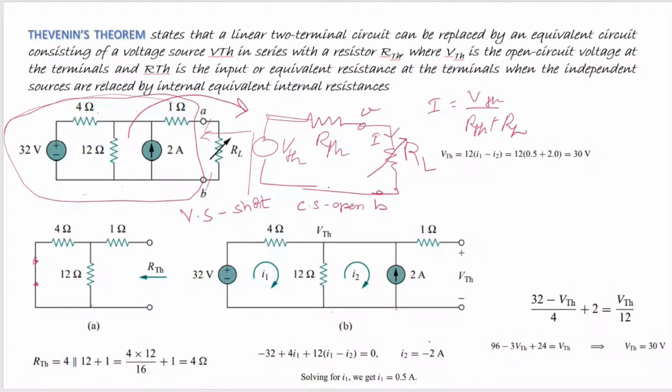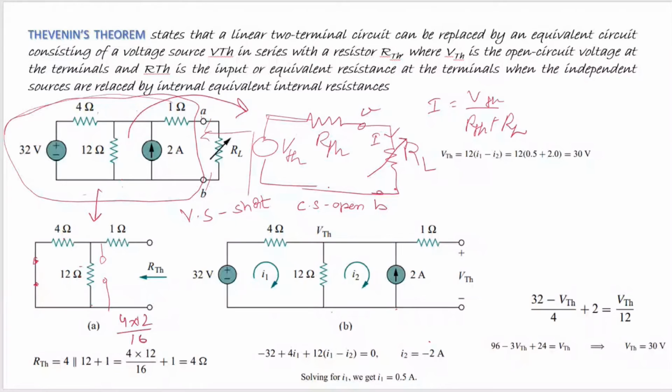Now the circuit has been minimized to this. This circuit forms when you replace the voltage source with a short and the current source with an open. Now RTH is nothing but, see here, the 4 and 12 are in parallel and the combination is in series with 1. So 4 into 12 by 4 plus 12, that is 48 by 16, which is 3, and in series with 1, that is 4 ohms. So RTH is equal to 4 ohms. The first step is over. You have found RTH.